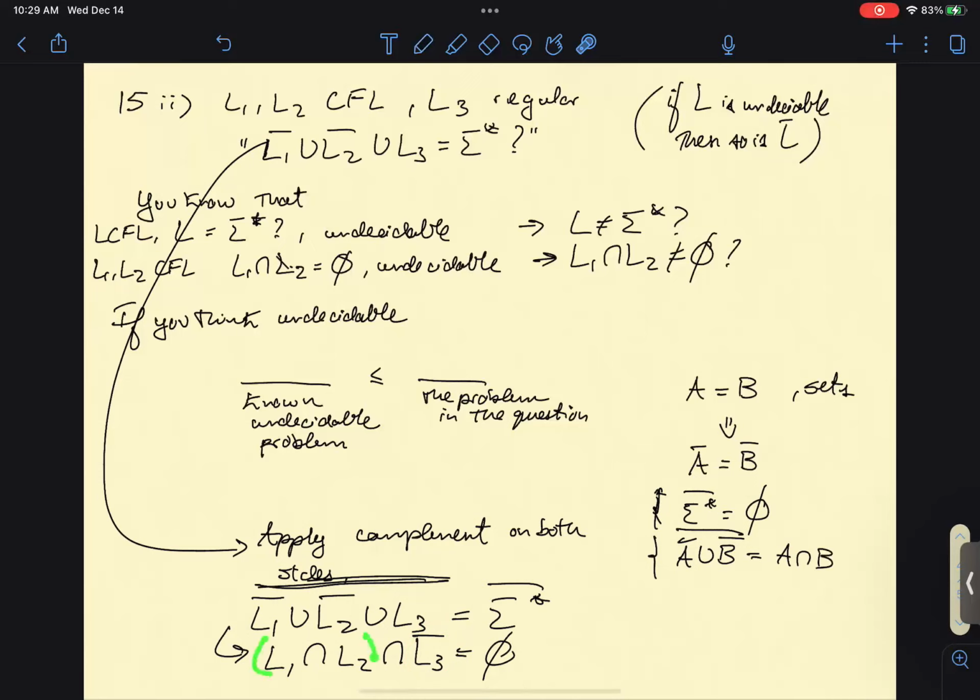So you know that this is context free, and you know that this is regular, because regular languages are closed under intersection. And so all of this will be context free, right? So then you have a context free language equal to the empty set, and so of course that's undecidable because you know it's undecidable, right? Wait, actually, because the context free language equals the empty set is not an undecidable problem, right? So that doesn't work, right? Yes. Yeah.